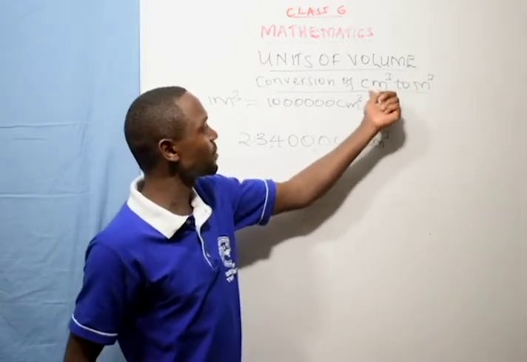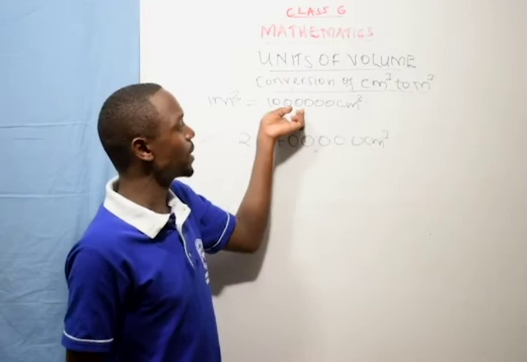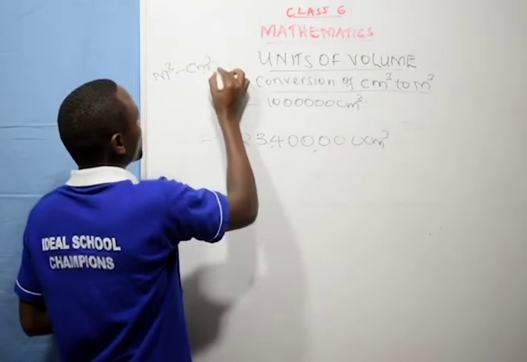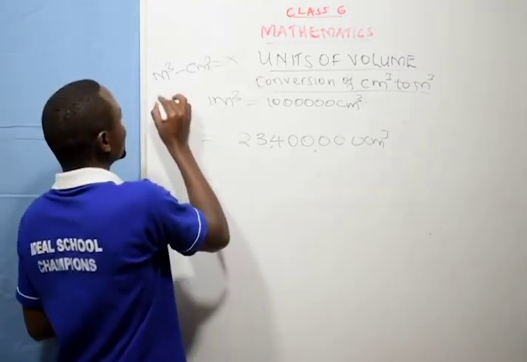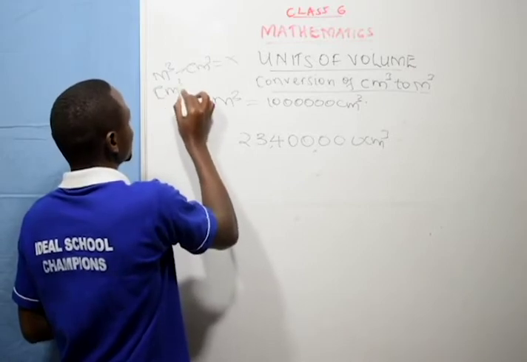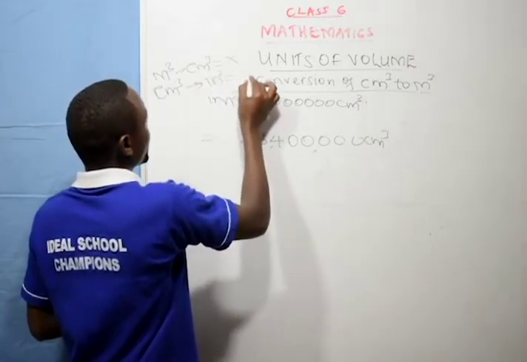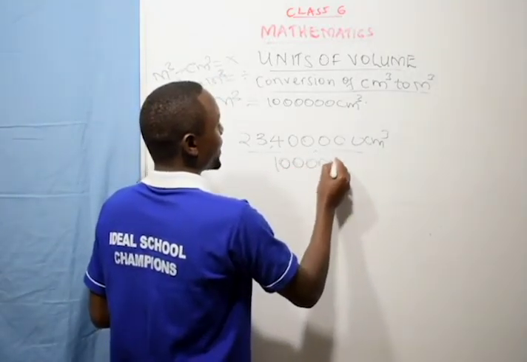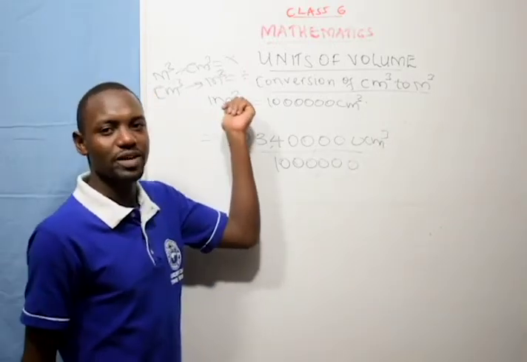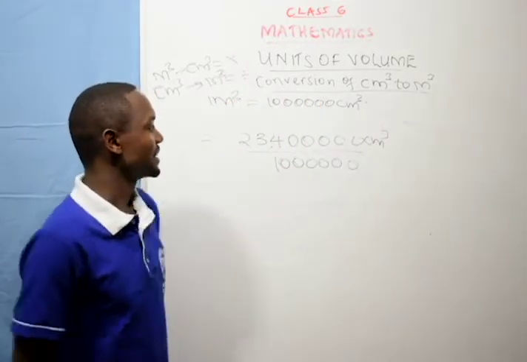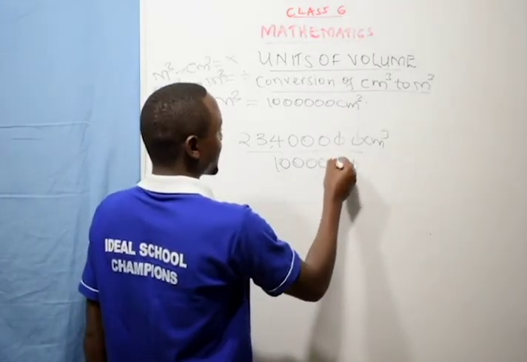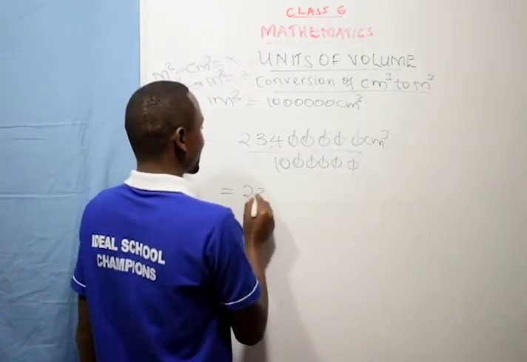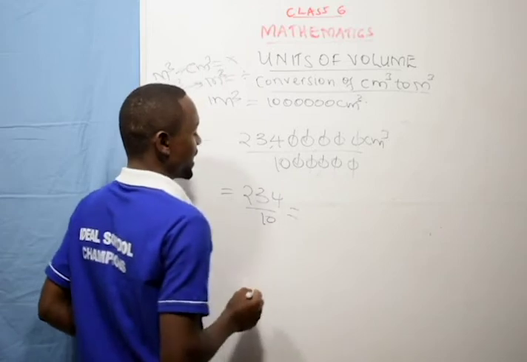When converting cubic centimeters to cubic meters, we divide by 1 million. When converting cubic meters to cubic centimeters, we multiply by 1 million. But when converting cubic centimeters to cubic meters, we divide by 1 million. So we just divide this one by 1 million. Why are we dividing by 1 million? Because 1 cubic meter is equivalent to 1 million cubic centimeters. So we simplify by cancelling zeros, and we have 234 over 10 as a decimal.